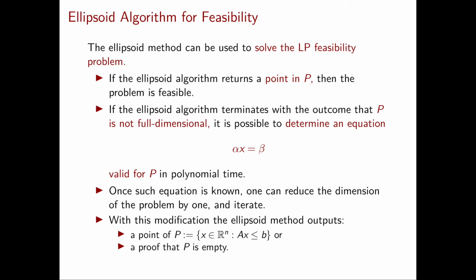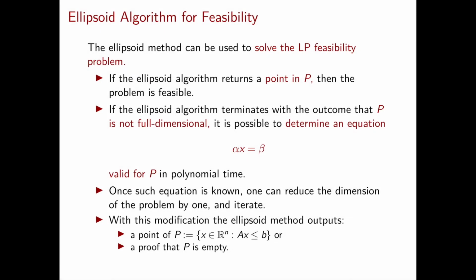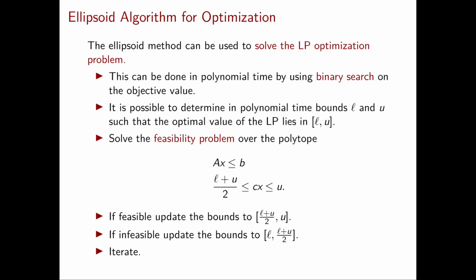Therefore, this modification of the ellipsoid method outputs either a point in the polyhedron or a proof that P is empty. So we have solved our linear programming feasibility problem and we've done it in polynomial time. Of course, there are some details here to check, but the key fact is that here you're using the ellipsoid method at most n times, and so you still obtain a polynomial time algorithm. Great, so at this point we know how to solve the linear programming feasibility problem.